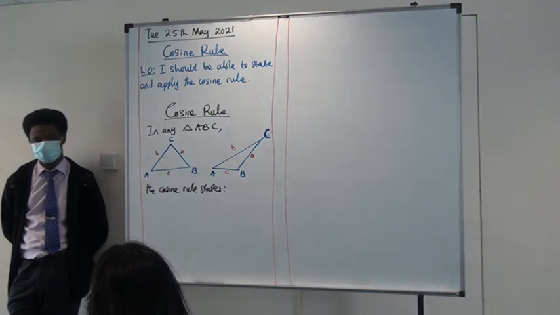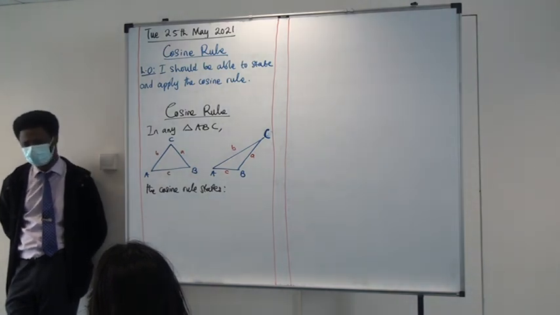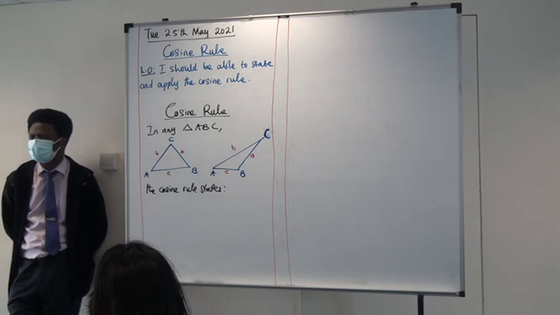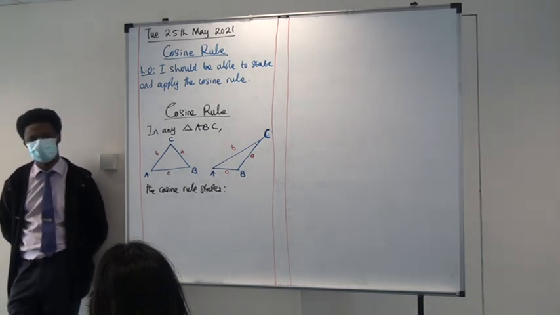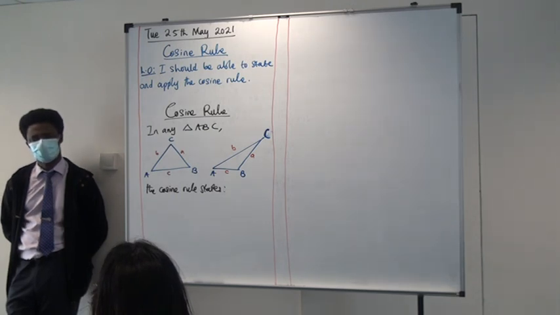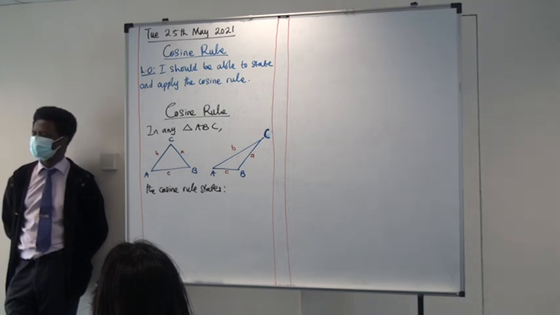Because if you do not know when to use this stuff, how do you know what to apply in an exam? How do you know sine rule can be used? How do you know cosine rule can be used? And those are the things that I mentioned. If you know a side and the angle facing the side is also known, then you know sine rule can be applied.